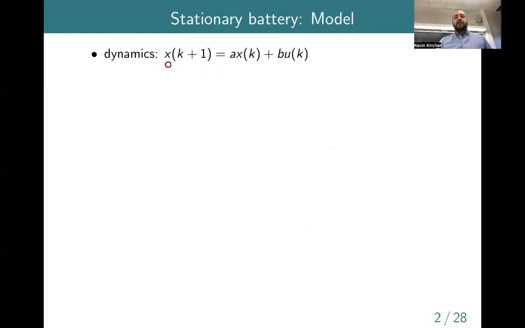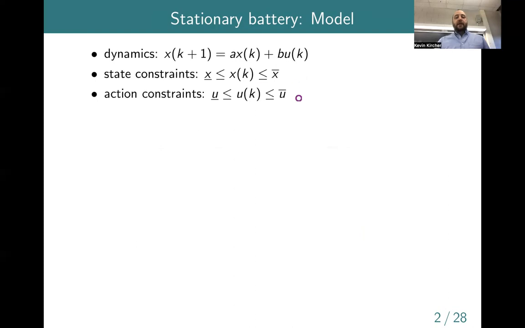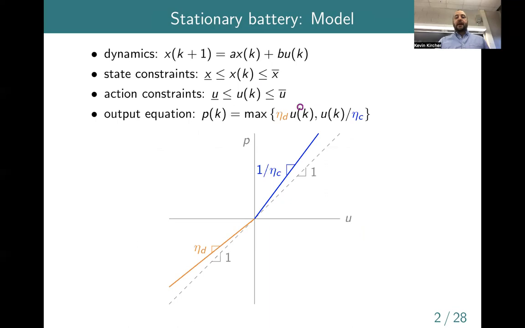And here's what that looks like. It just says the new energy at the next time step is A times the old energy plus B times the chemical power that we put in. And then we have our constraints, our upper and lower limit on both the state and the action.